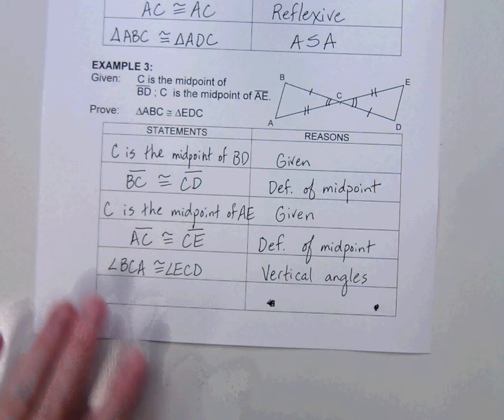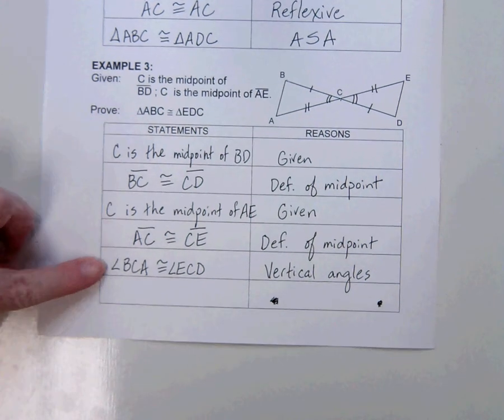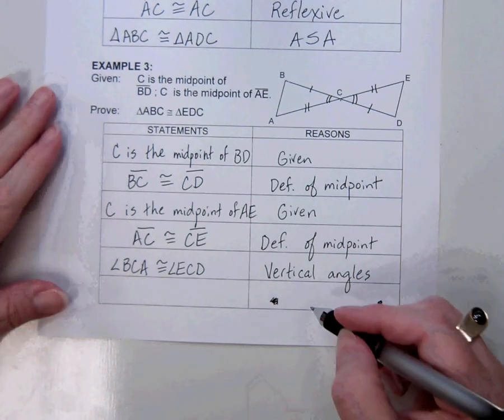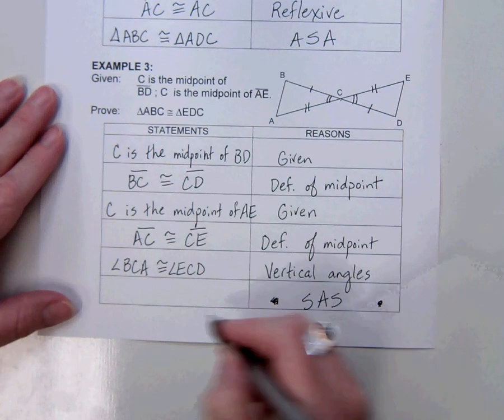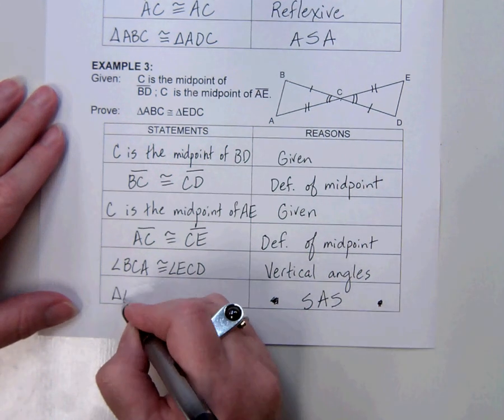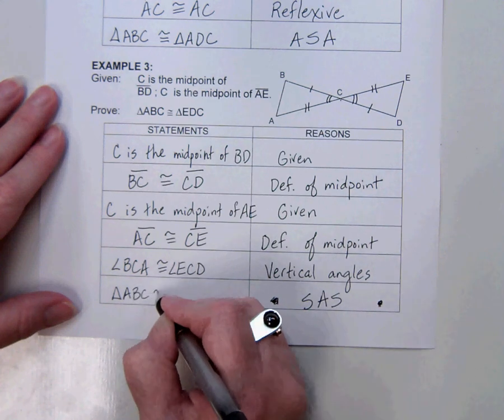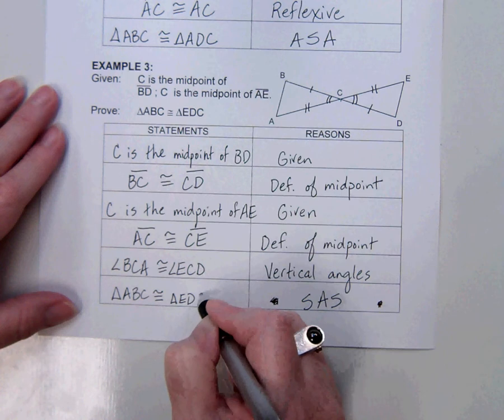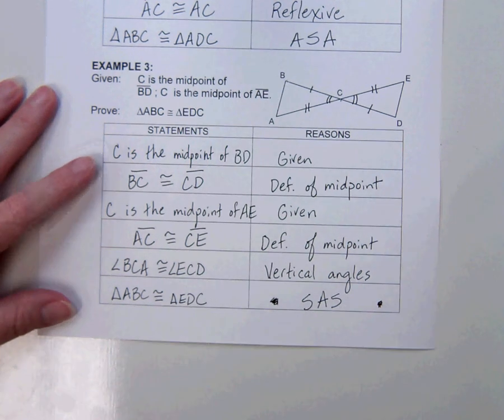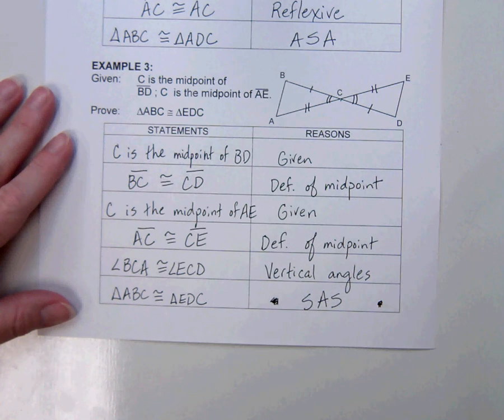See how now we have 1, 2, 3 congruent statements. This one we have the included angle between two sides, so this one's side angle side. Your last statement is why they're congruent. So your statements are on the left side, your reasons are on the right. We've proven that these triangles are congruent and we used side angle side.